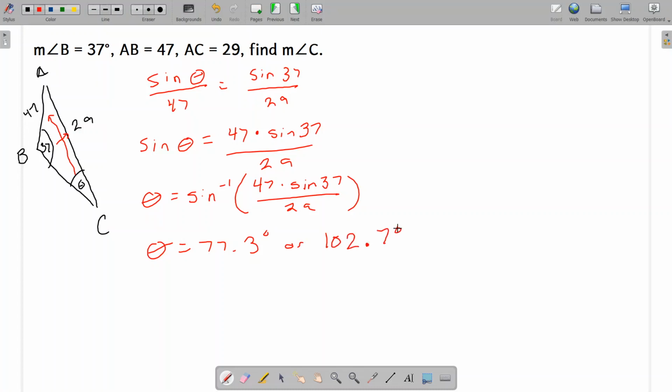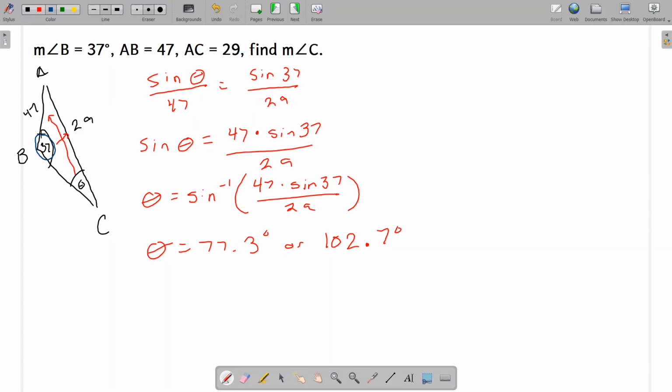102.7 degrees. So now we need to check, first of all, are either of these angles going to make us exceed the 180 degree limit for our triangle? The only angle that we actually know is the 37. Now 37 plus 77.3 is less than 180. 37 plus 102.7 is still less than 180 as well. We didn't get any errors when we were making our calculations. Neither one of these angles forces us to have two obtuse angles. So both of these angles are a real possibility.